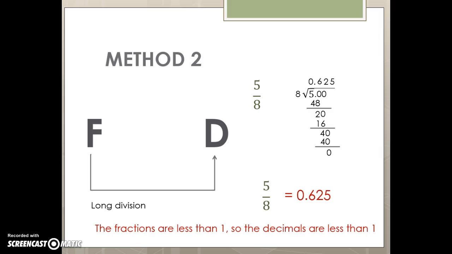Okay, these are the two methods. The first one is making a fraction equivalent to something that has a denominator of 100. That's kind of the quick, easy way. And then the second method is long division.